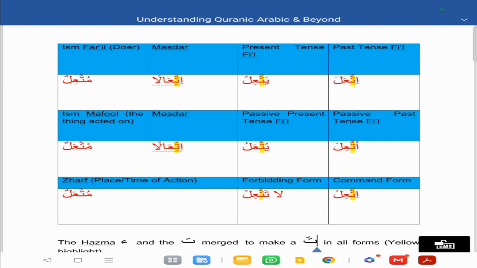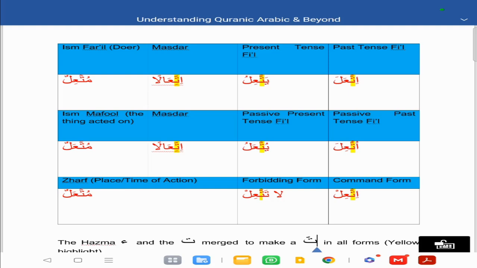And the passive past tense is utti'ila, so it's a u with an e sound, and the passive present tense is yutta'alu, all the harakat at the top, and it makes a u and an a sound. And the masdar is itti'alan, and the ism maf'ul, the thing that's acted on, is mutta'alun. Again, from the passive present tense to the ism maf'ul, just change the ya to a meem, and the ism maf'ul is an ism, so make it heavy, mutta'alun.